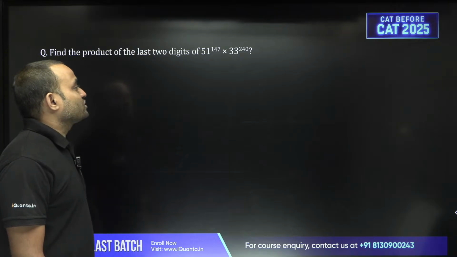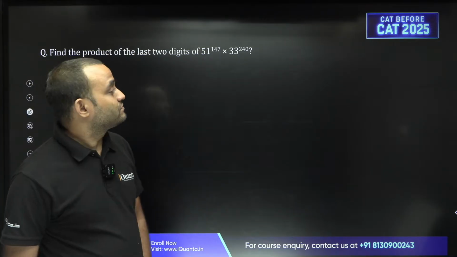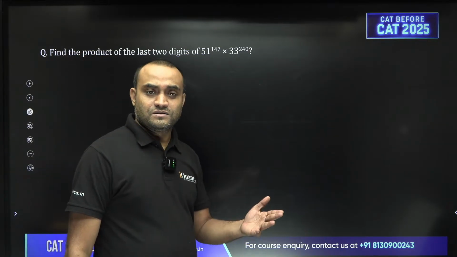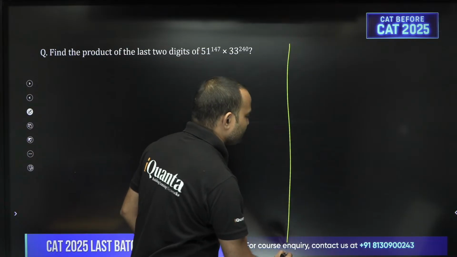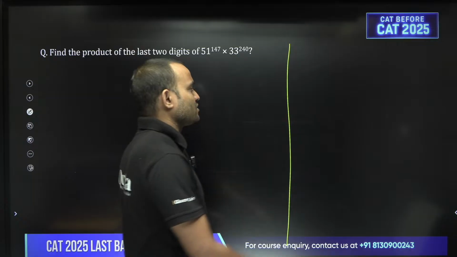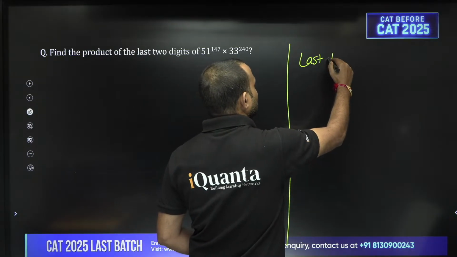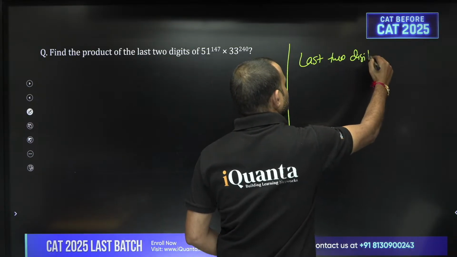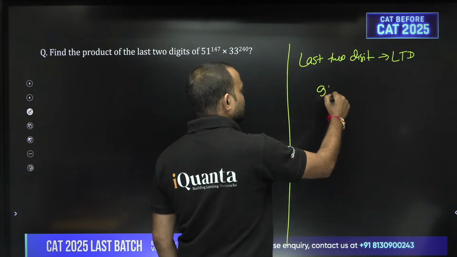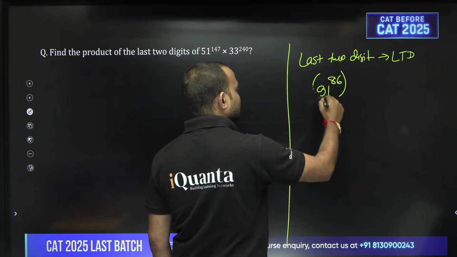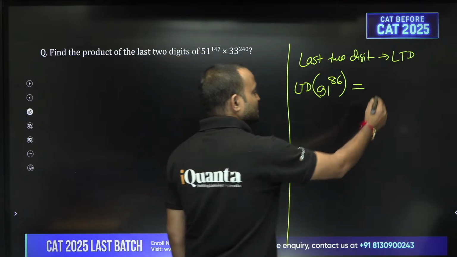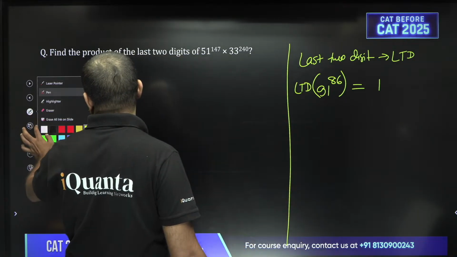Find the product of the last 2 digits of 51 to the power 147 into 33 to the power 240. So whenever you find that any number's unit digit is 1, finding the last 2 digits of those numbers is very easy. देखो, last 2 digits, okay, let's refer to this as LTD. ठीक है, let's say we need to find the last two digits of 91 to the power 86. Unit digit will be 1.